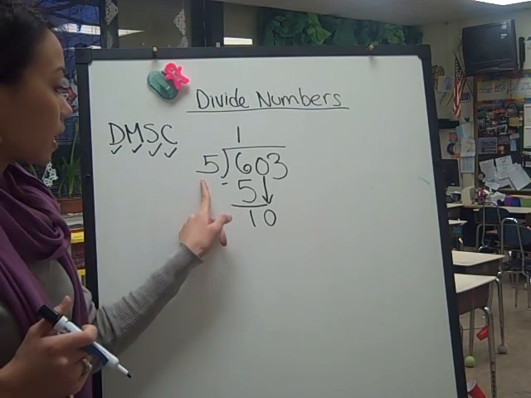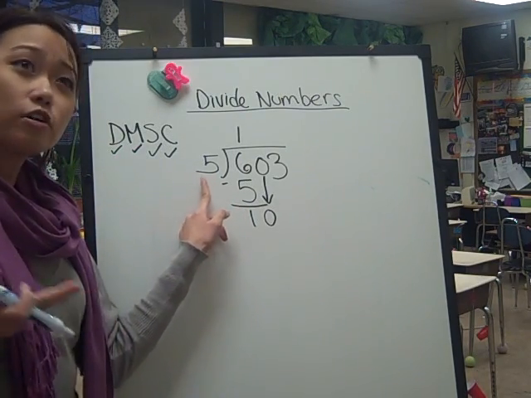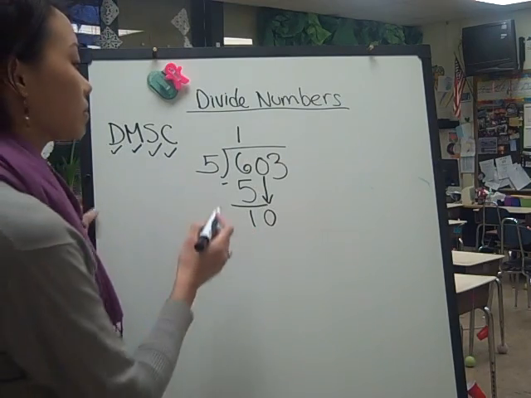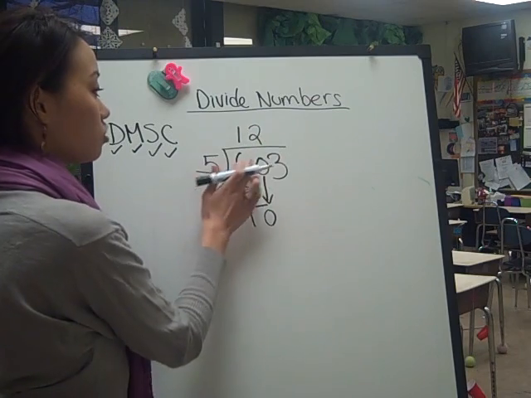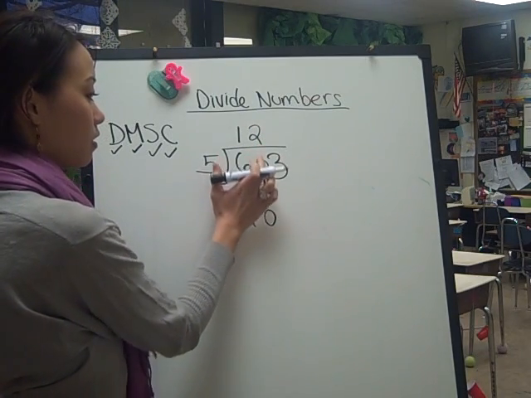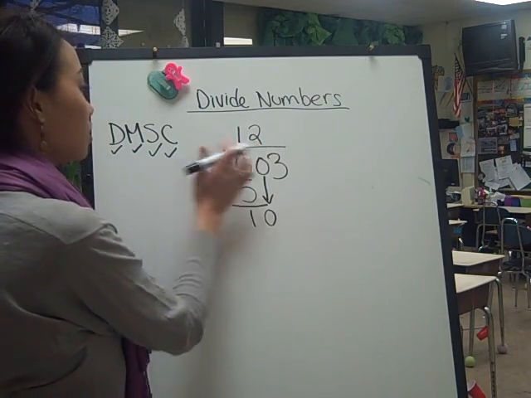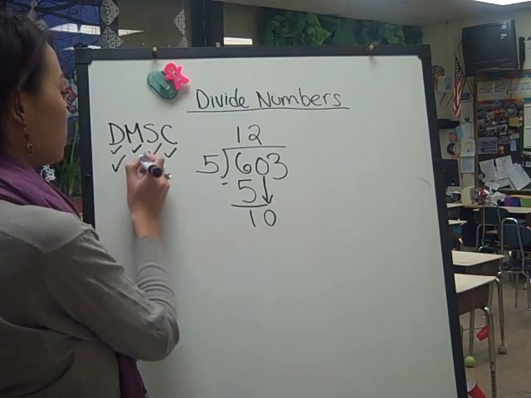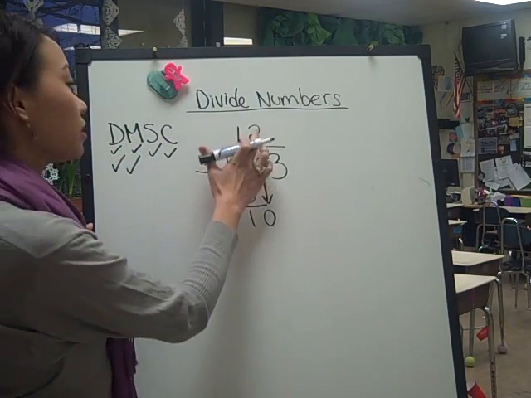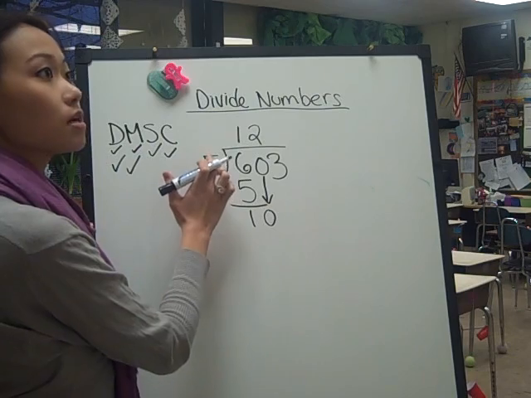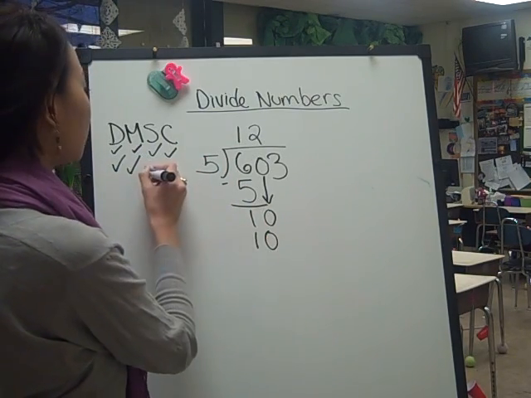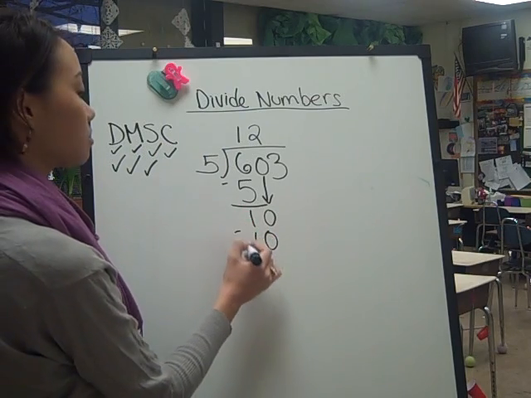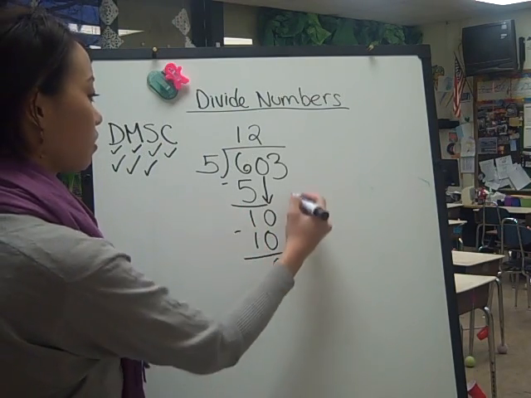10 divided by 5, or think, 5 goes into 10 how many times? 5 goes into 10 2 times. Write the 2 right above the numbers that you're working on. Now it's time to multiply. Zigzag multiply. 2 times 5 is 10. So write the 10 right underneath here. Now it's time to subtract. Go ahead and subtract. Now you have a 0.